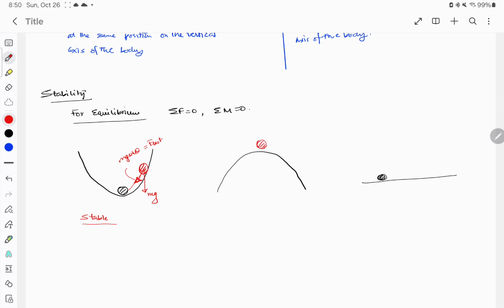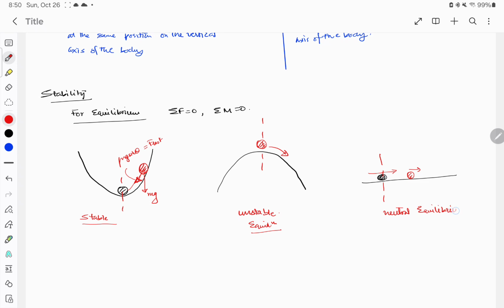Similarly, if the ball was on this ball and we tried to push it here, there was no restoring force on this ball, so it was not coming to its initial neutral position. This was the initial neutral position for each of the balls. So this is unstable equilibrium, and this is neutral equilibrium. If you try to move the ball from here to here, it will come here and stop. So this is a neutral equilibrium.